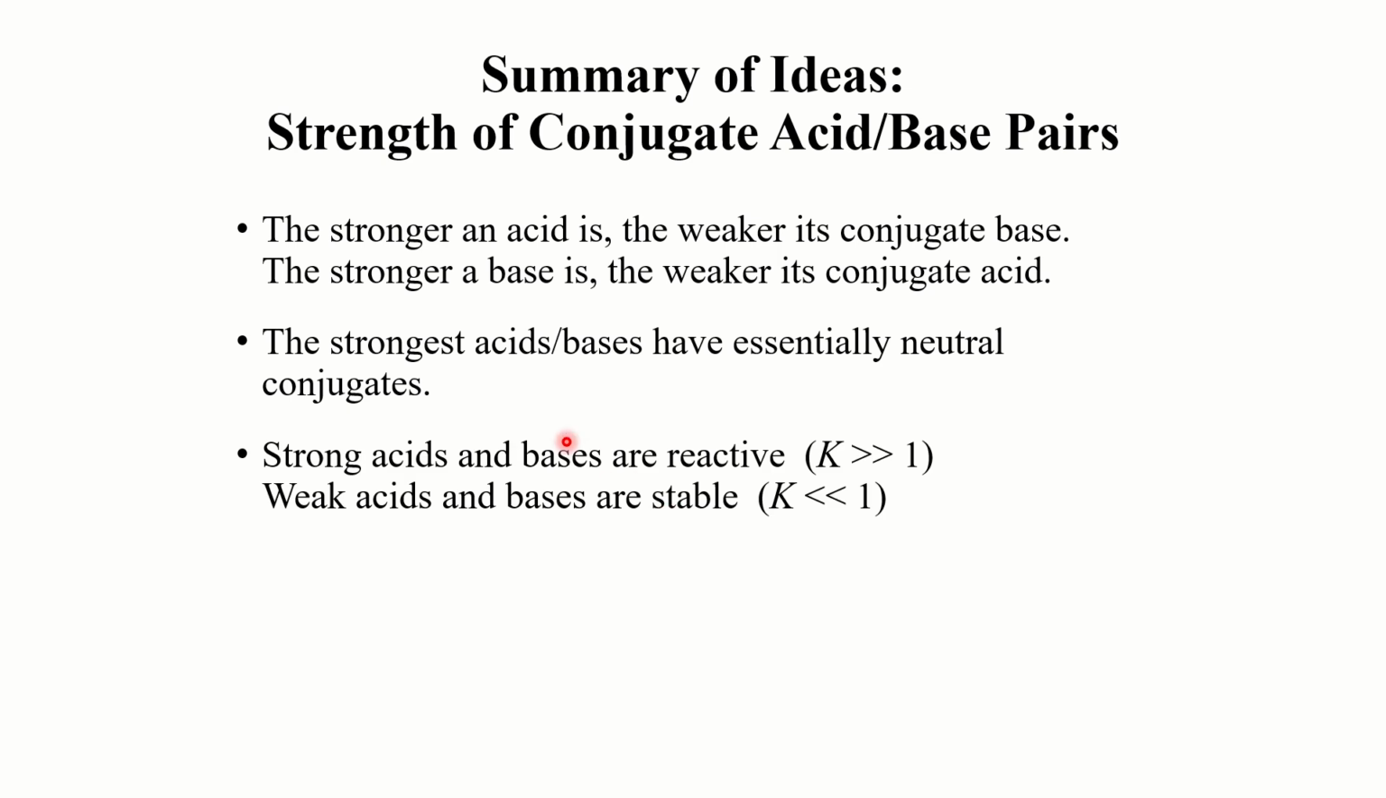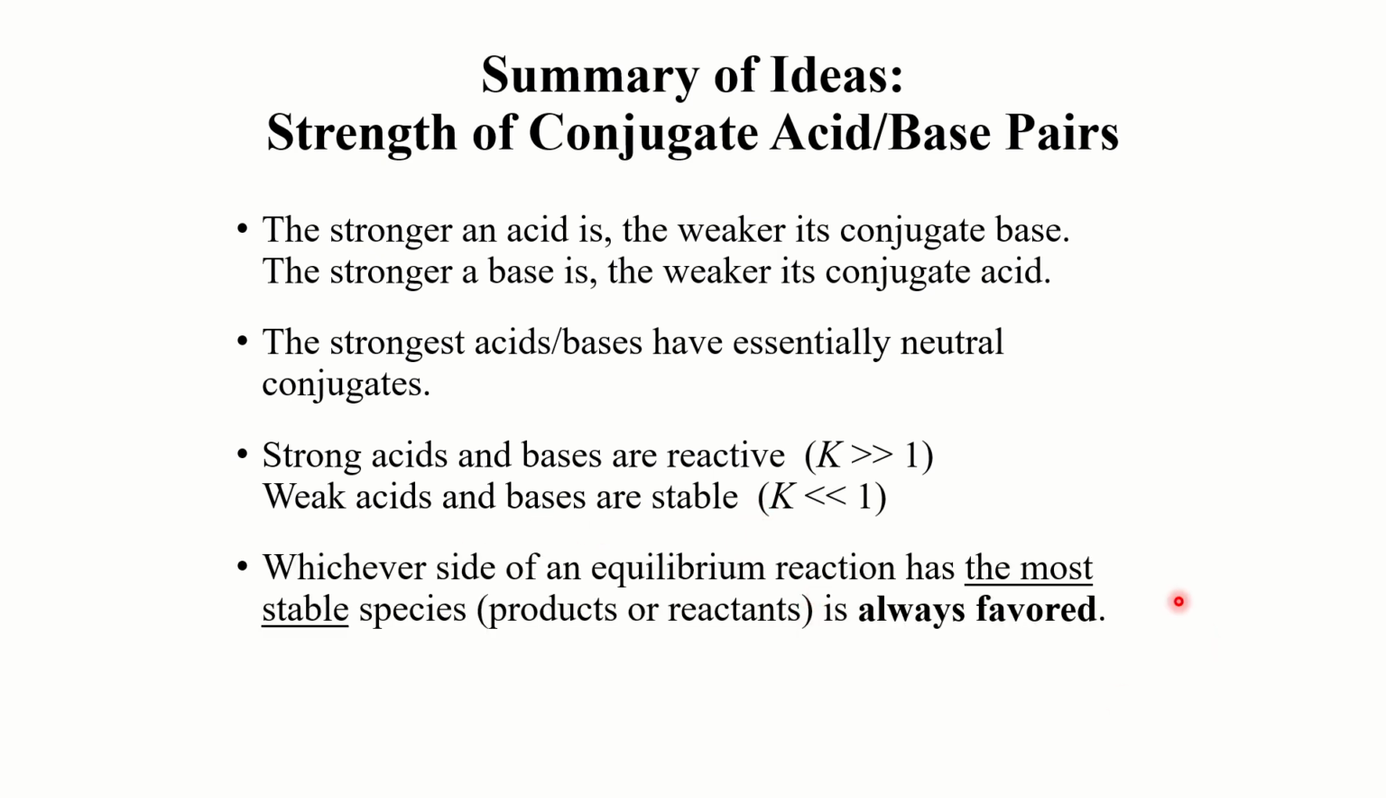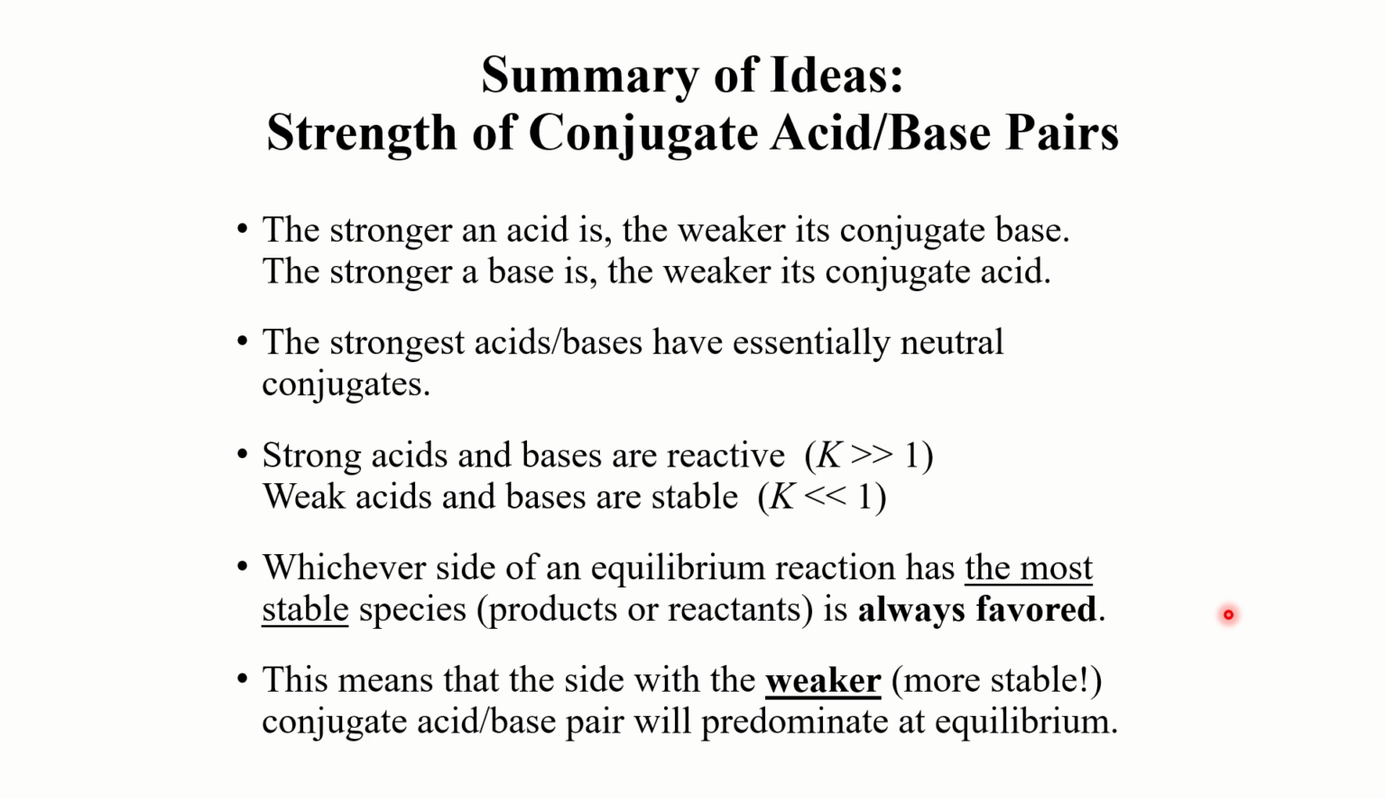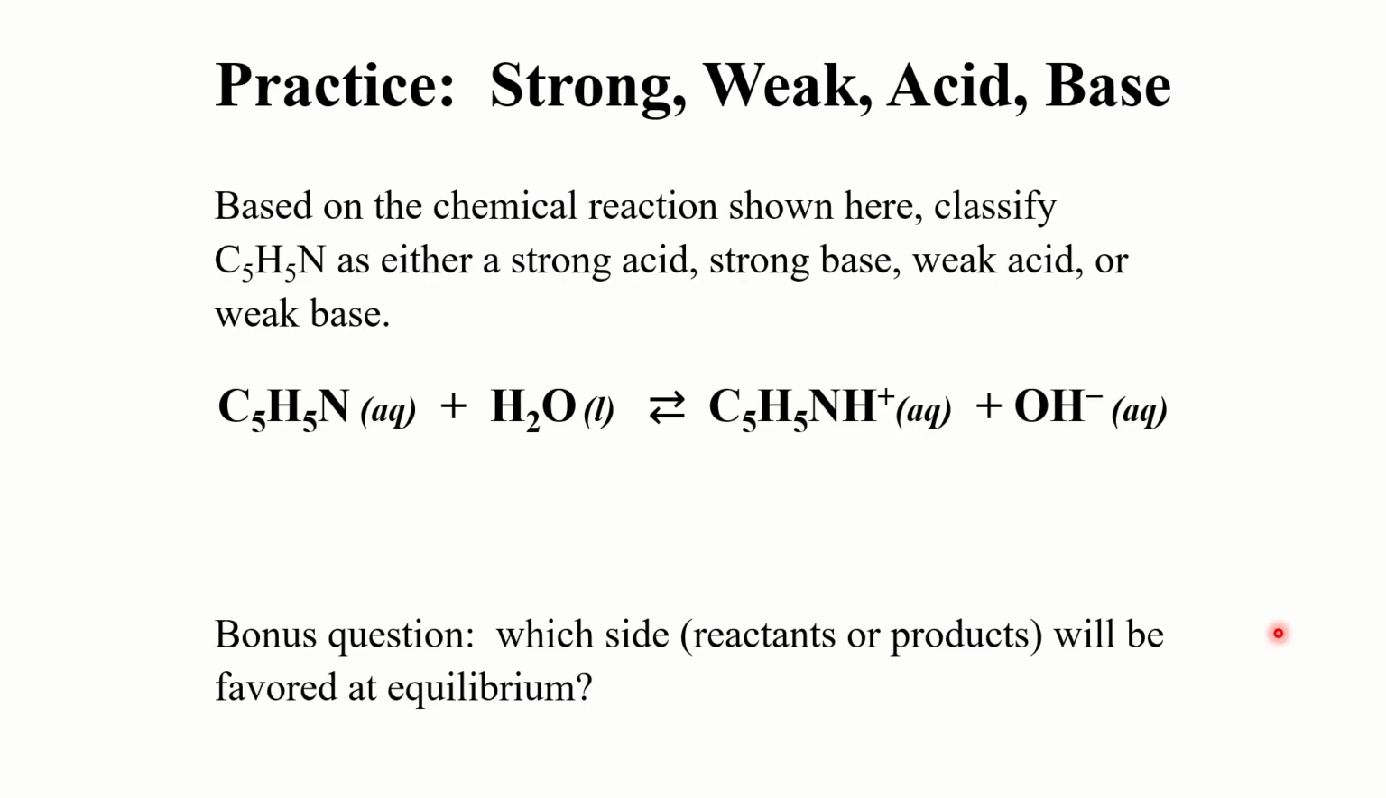Strong acids and bases are extremely reactive with K values, equilibrium constant values, far greater than 1. Weak acids and bases are very stable with K values far less than 1. Whichever side of an equilibrium reaction has the most stable species, products or reactants, is always favored. This means that the side with the weaker or more stable conjugate acid and base will predominate at equilibrium.